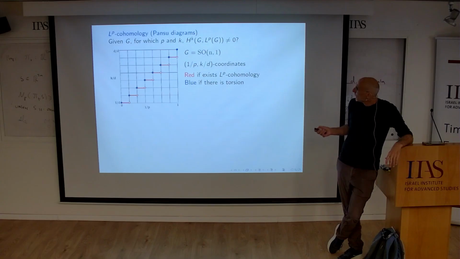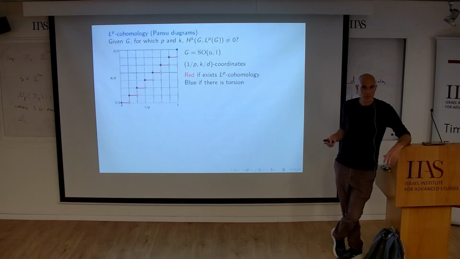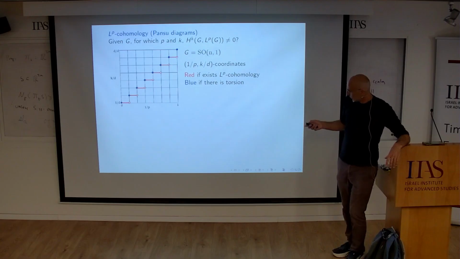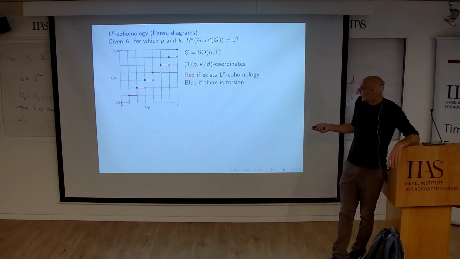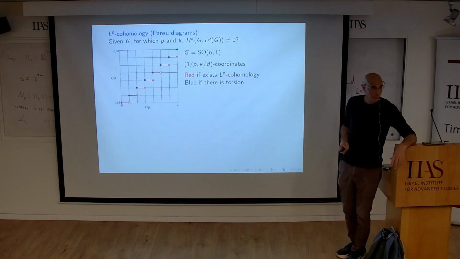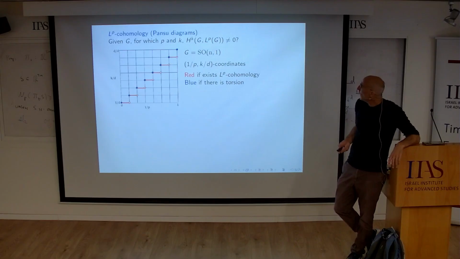So I arranged the parameters here on a unit square. Instead of looking at p, I'm looking at 1/p. So this is p equals infinity here, and this is p equals 1. And here are the degrees of cohomology, normalized by the dimension of the symmetric space. And now I'm drawing something which, in retrospect, appears to be a graph, but a priori I don't know it to be a graph.